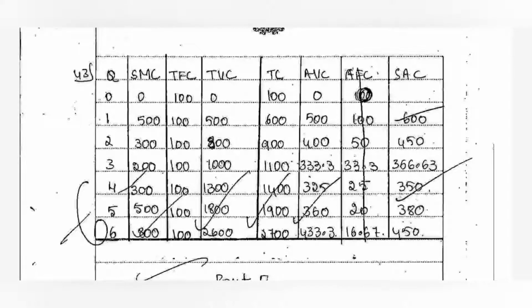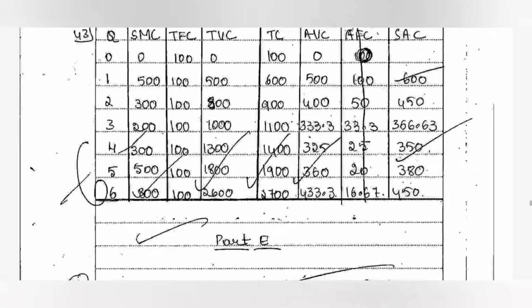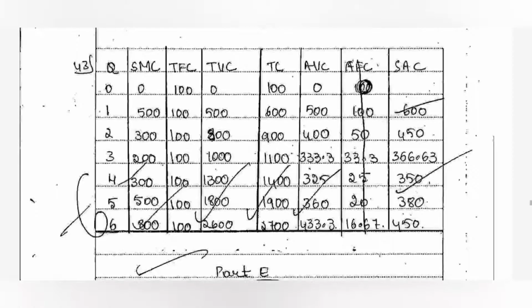500 divided by... 1 will be 100, sorry, 500. 800 divided by 2 is 400. 1000 divided by 3 is 333.3. 1300 divided by 4 is 325. As it is, we can calculate our average variable cost.